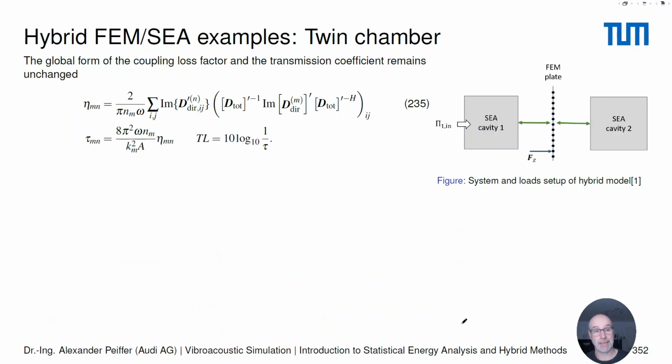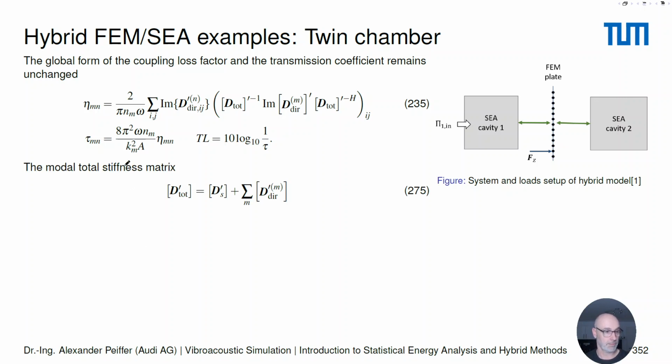If we apply this in our hybrid equation, as told before, the global formulation of the equation doesn't change. They are base independent if it's a real base, and this is the case for modes. They just use similar formulas for the coupling loss factor or for the transmission coefficient. Again, you see here the simple sketch of our hybrid model: excitation of power 1 into cavity 1, force exciting our FEM subsystem in the middle, and the SEA cavity 2 as a receiver cavity.